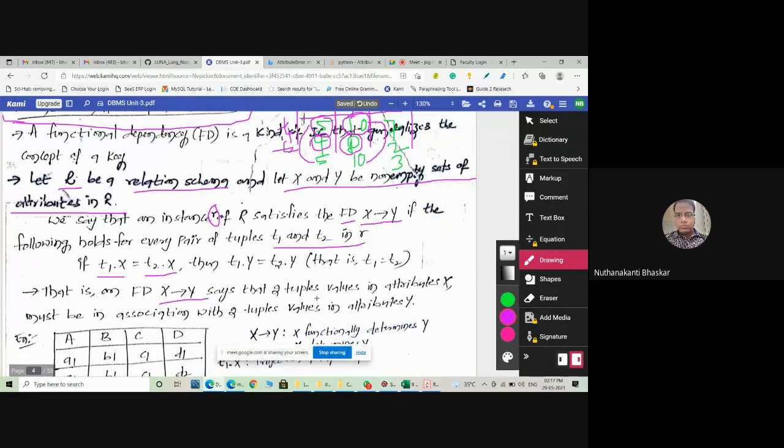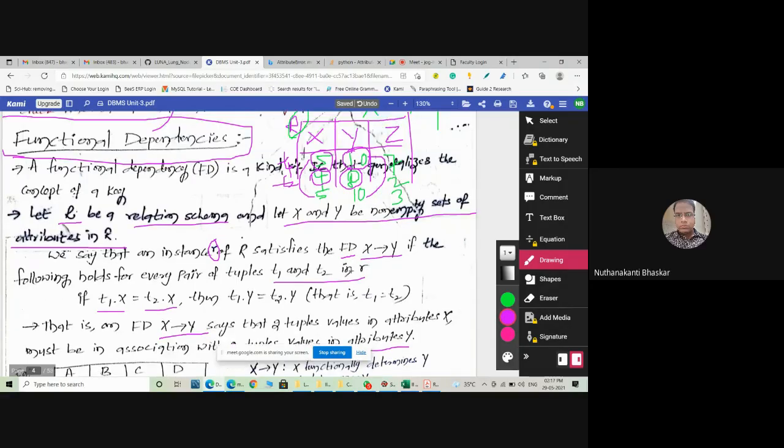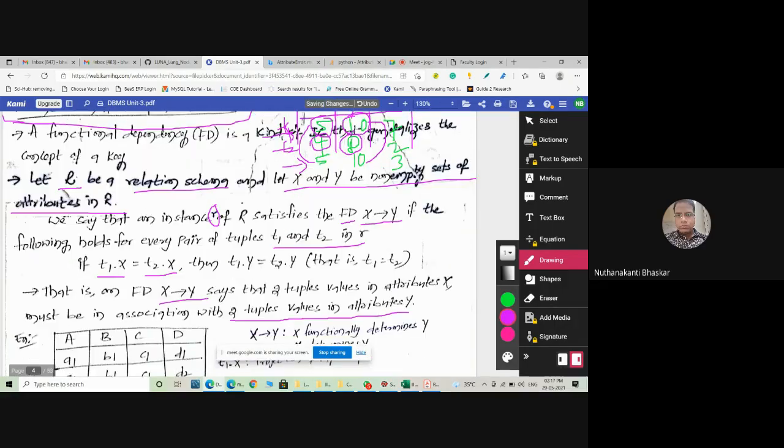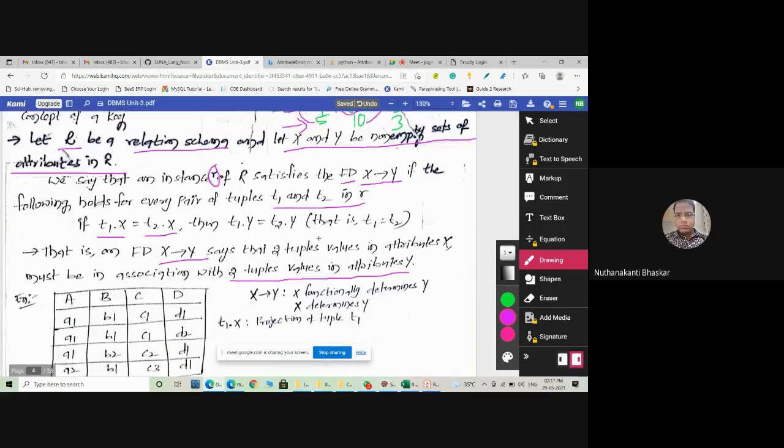That is, x determines y. It says that two tuple values in attribute x must be in association with two tuple values in attribute y. Yes, two tuple values, 5, 10, 5, 10. So these two must be the same. So that is a functional dependency. X determines y. Clear? All of you clear this? Yes, sir. Some examples we discussed earlier.